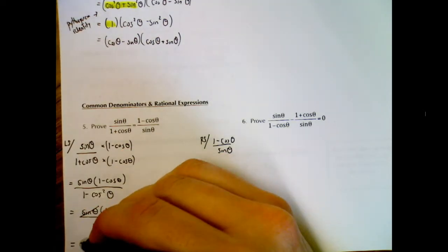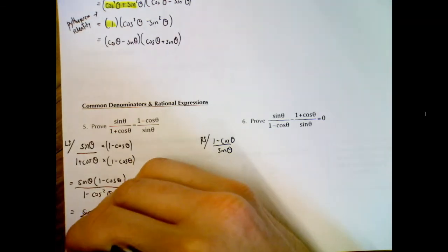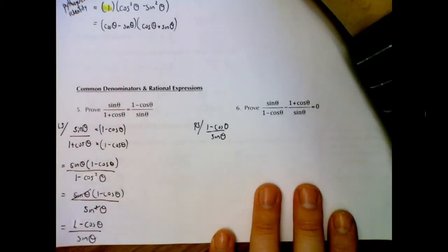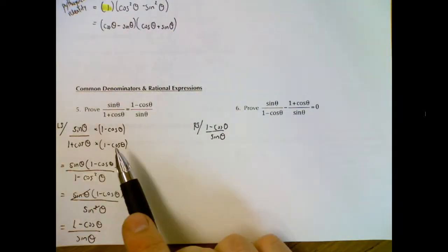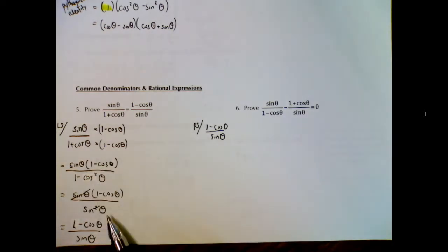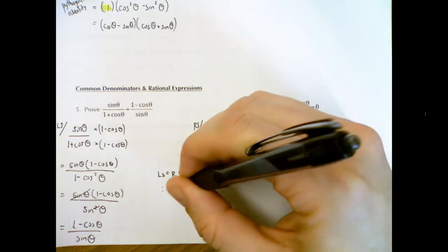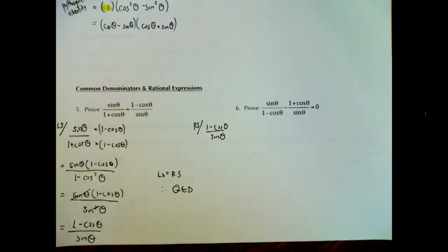And that leaves us with 1 minus cos theta over sine theta, which is exactly what we're trying to get on the right side. So by multiplying top and bottom by the conjugate, we can turn the bottom into a difference of squares and replace it with a single term, and that allowed us to prove our identity. So now we can say left side equals right side, therefore QED.